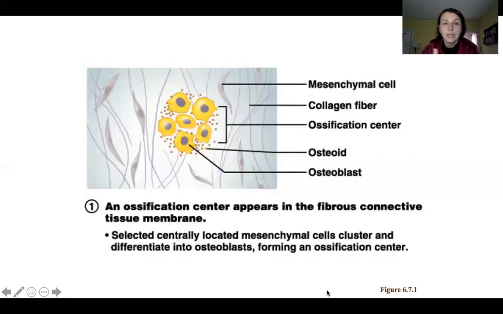So here a mesenchymal cell is going to become an osteoblast, right? And the osteoblast is going to secrete the osteoid, and the osteoid is what is going to build that bone around the blood vessels, and we'll see that here. So this is, it's official, this is the ossification center.